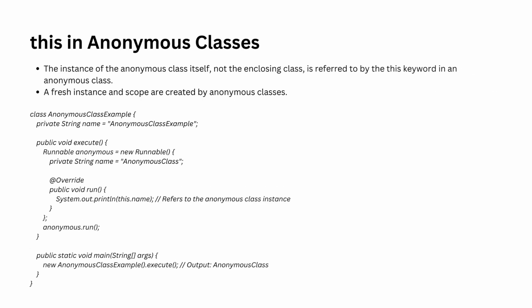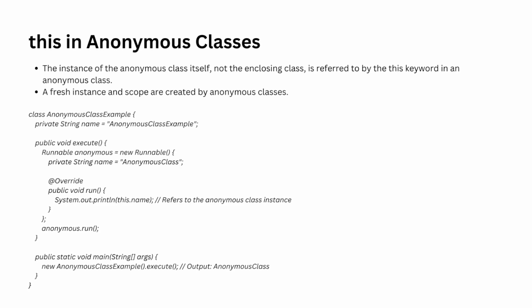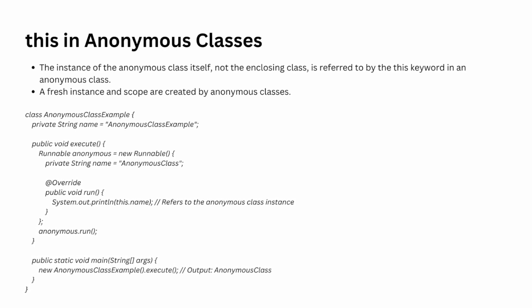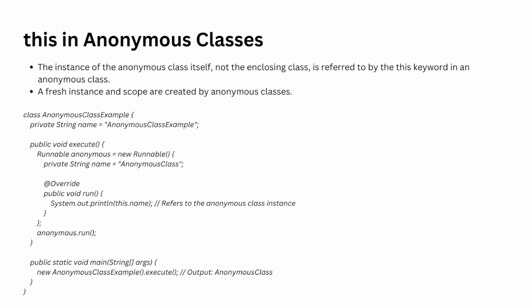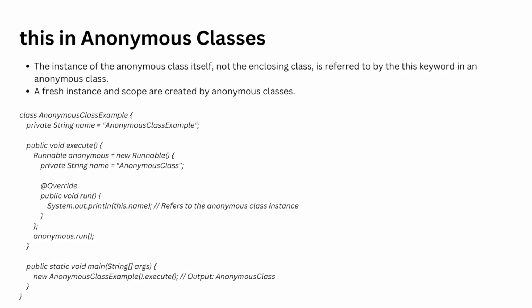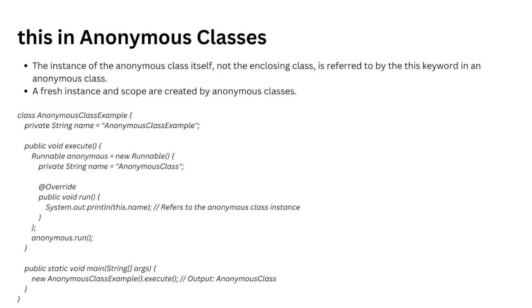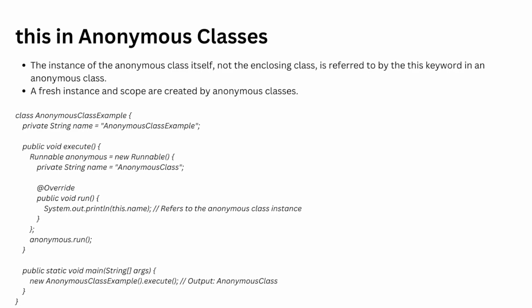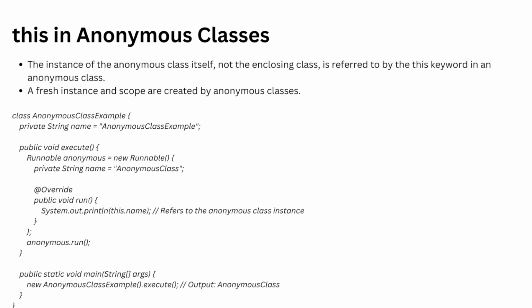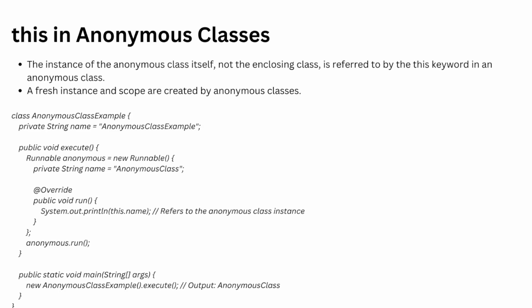All right. Now talking about this in an anonymous class, the this keyword refers to the instance of the anonymous class itself, not the enclosing class. So anonymous classes create a new scope and a new instance. If you take a look at the example, here this.name refers to the name field inside the anonymous class and not the name field of the enclosing AnonymousExample class.